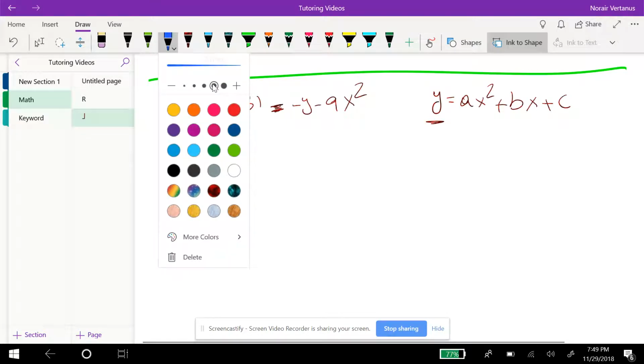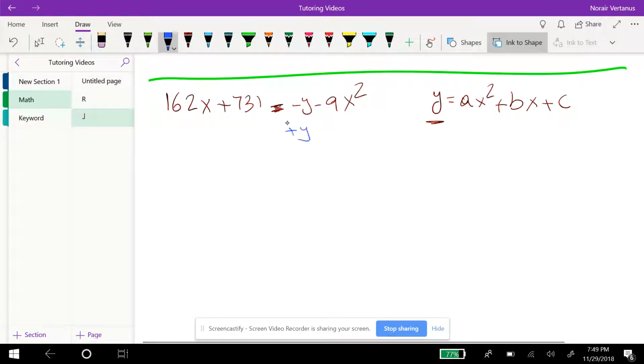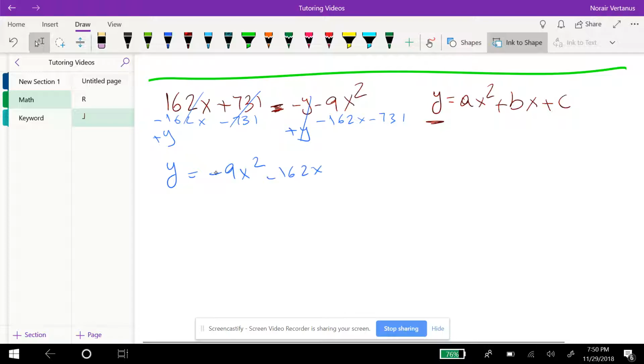So to do that, I'm going to add y, and I'm going to subtract these. For an Algebra 2 student, this shouldn't be hard. So subtracting these two from both sides: negative 162x minus 731, right? So this cancels. On the left side, I have y equals, this cancels. I'm going to rearrange them, from the highest order to the smallest order: negative 9x squared minus 162x minus 731.